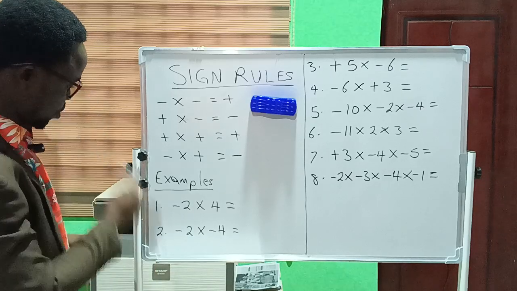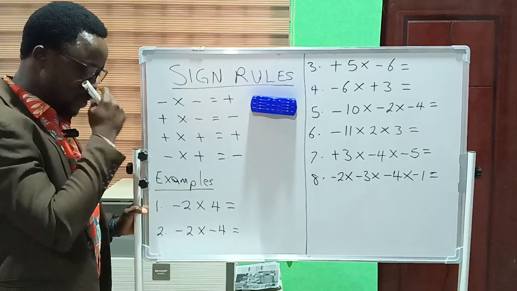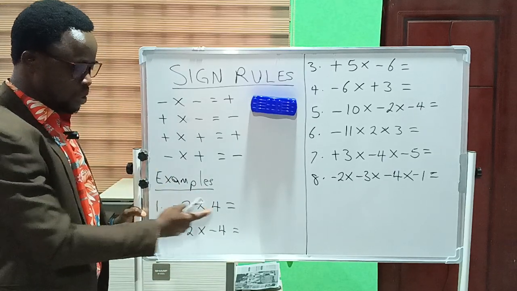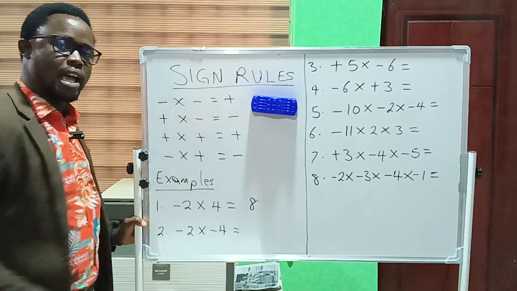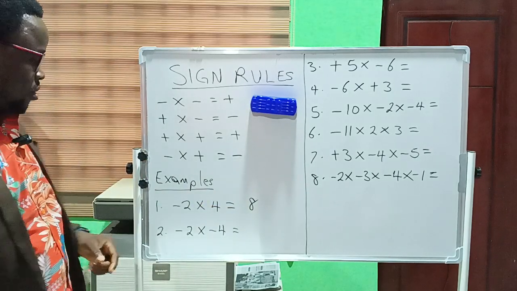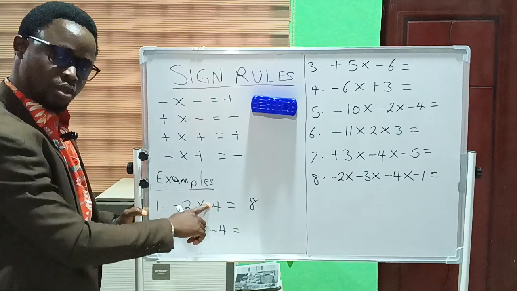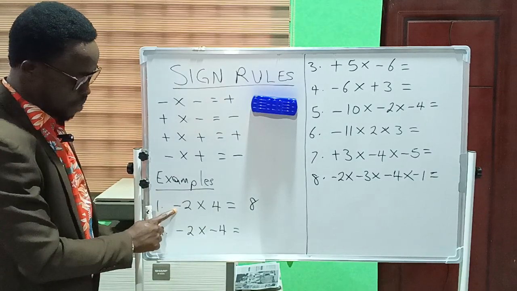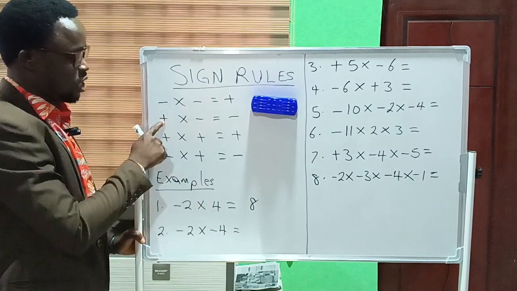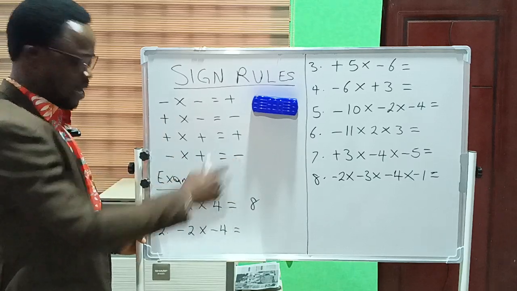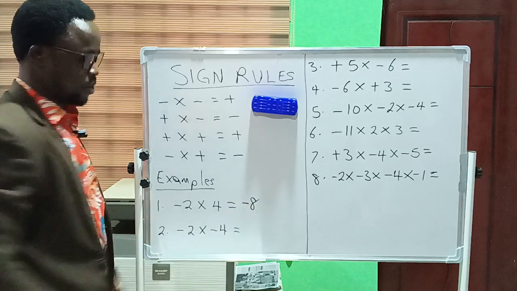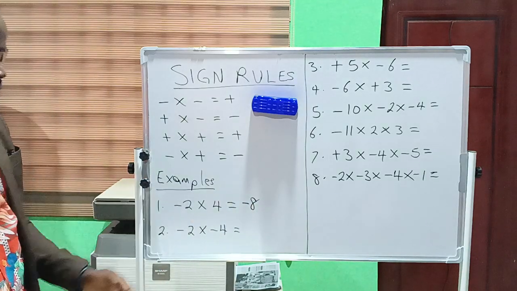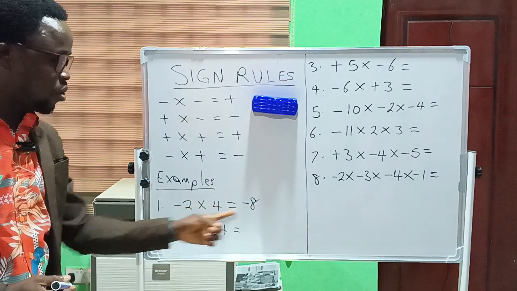So let's take a look at this question. Minus 2 times 4. Now what that means is 2 times 4 is what? 8. Now, how will you know the sign that will follow this answer? Remember, I told us there's an invisible plus here. So minus times plus. Remember, minus times plus will give us what? Minus. So when you do minus times the invisible plus here, the answer is minus. So you can see the answer. The answer is minus 8. Minus 2 times 4 is minus 8.